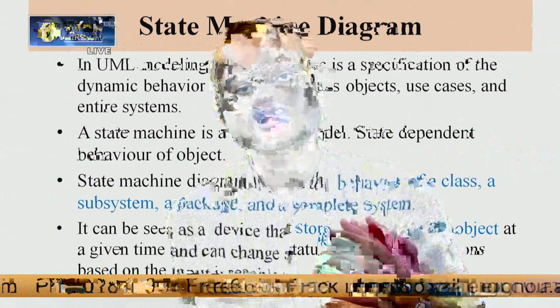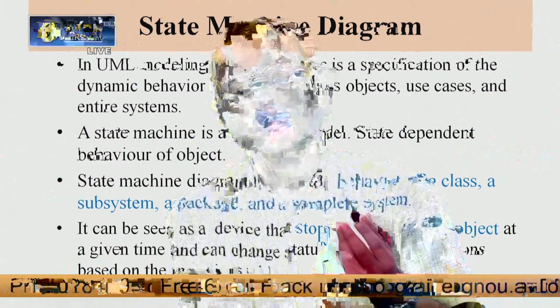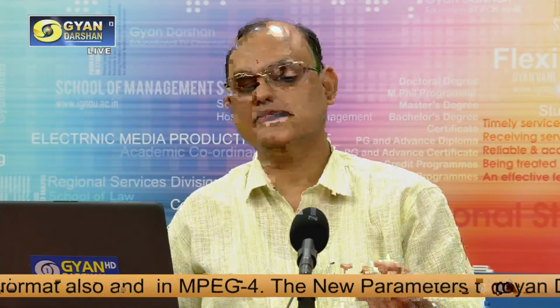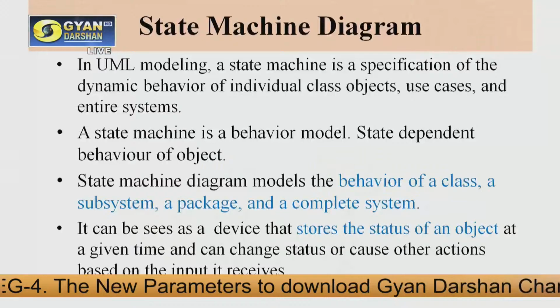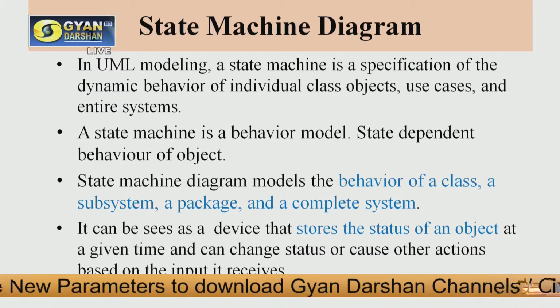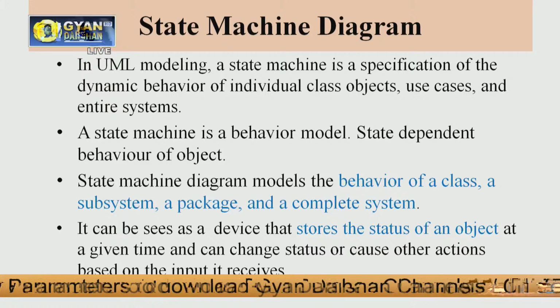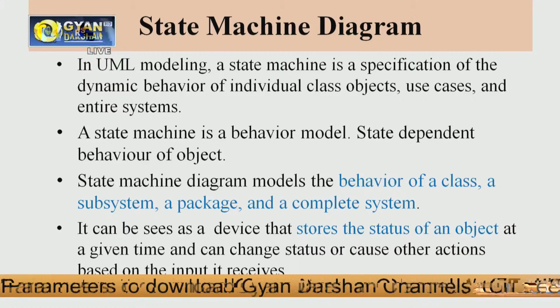When we talk about the complete system, obviously a system consists of several subsystems. So how different subsystems are participating in the actual processing of a certain kind of request or operation, that also can be represented with the help of a UML diagram. It means you will have different components, and those components will make it a little more clear to us. And a state machine is a behavior model.